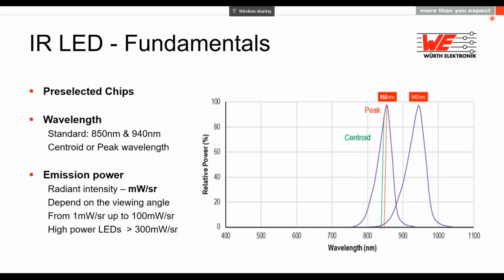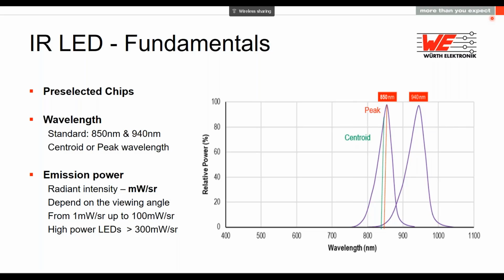The difference between them, the peak, as you see, is the maximum of your spectrum. But because your spectrum is not symmetric, we can provide a centroid wavelength, or the wavelength which gives you the mass of weight or the middle of your area of your spectrum.